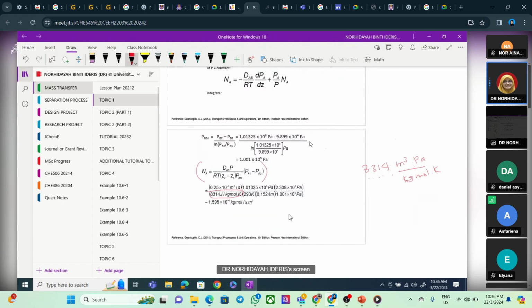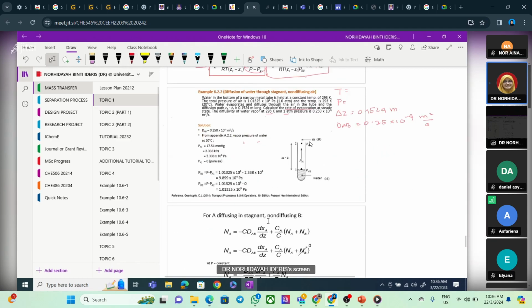So dalam case ni you can see here that the DAB is given, P and T is known, R is a constant, Z2 minus Z1 is given. And PBM, you need to calculate it from the value of PA1 and PA2 first. Okay. All right. So here you know that PA1, at point 1, refers to the partial pressure on the surface of the water. And then the PA2 is when the water is exposed to the open air.